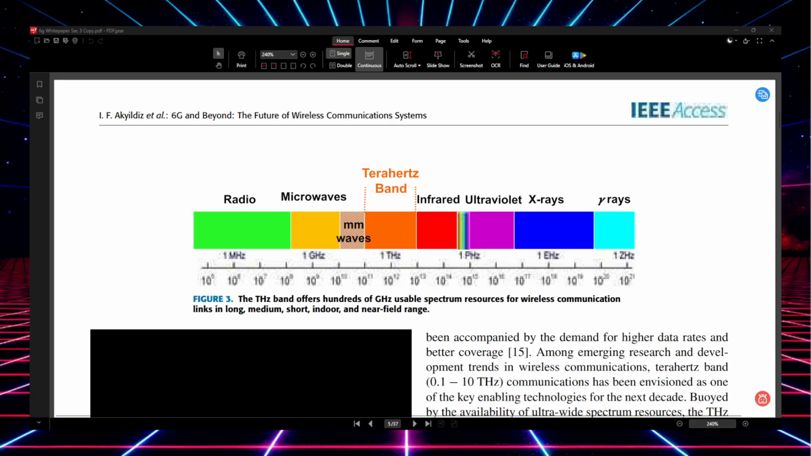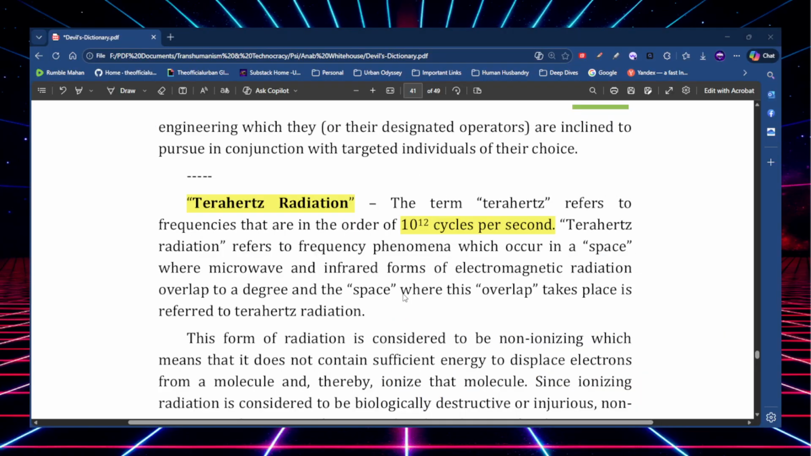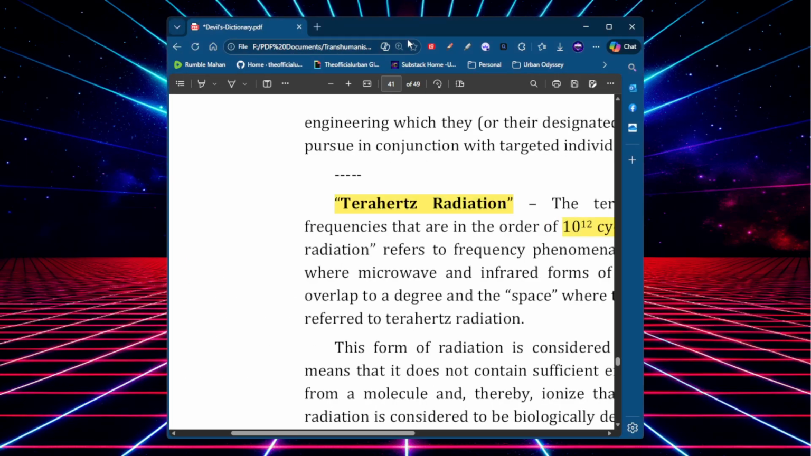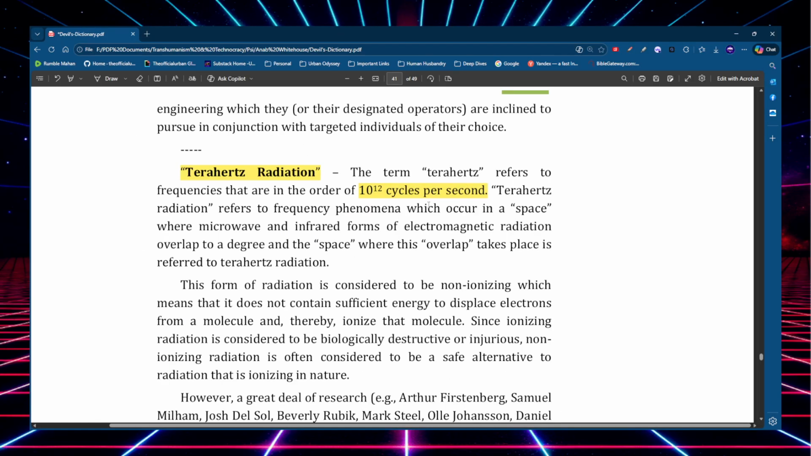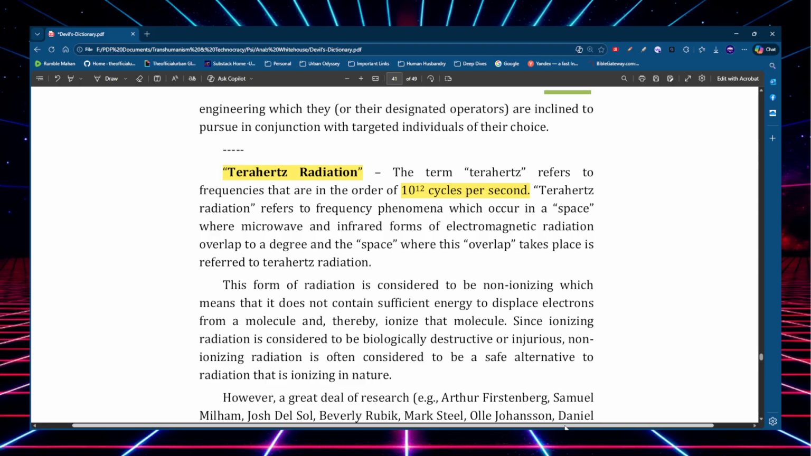So, with that said, first, what I'm going to do is pull up the Devil's Dictionary by Nab Whitehouse. We're going to look up terahertz in the Devil's Dictionary. Alright, so here we are on the Devil's Dictionary. This is available at husbandry.officialurban.com, or the link will be in the description. Anab-whitehouse.com is the author. He has a handful of other sources and texts that are available from his website.